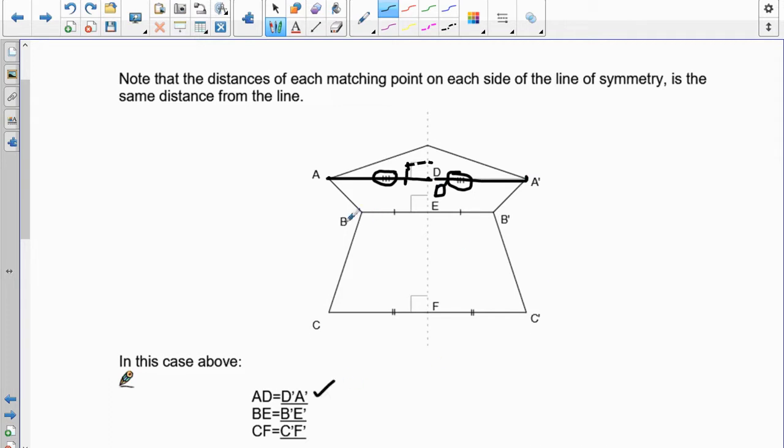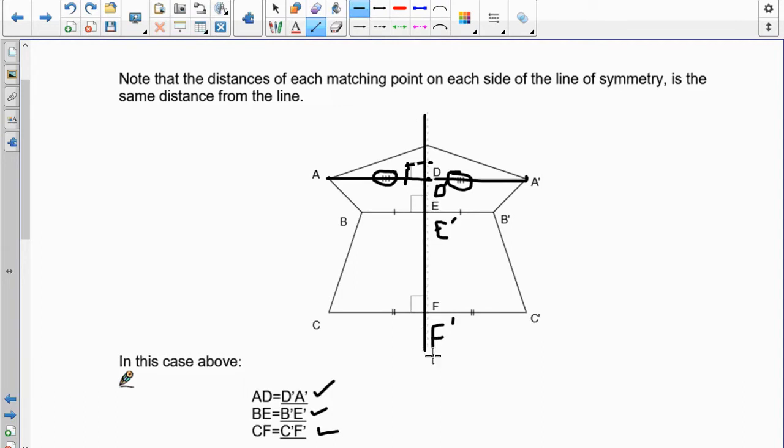Now B to E, and this is also E prime when you draw it. So BE equals B prime E prime, and it has to be at 90 degrees. This is F prime right here. So CF has to equal C prime F prime. Now in this situation, what I would have probably done for you is told you, here's your line of symmetry, draw it. And that would mean that you'd have to go past this 90 degrees to get to here, and notice the distances are the same.